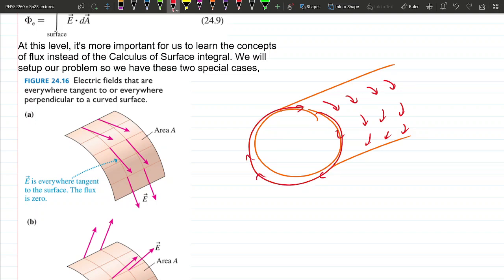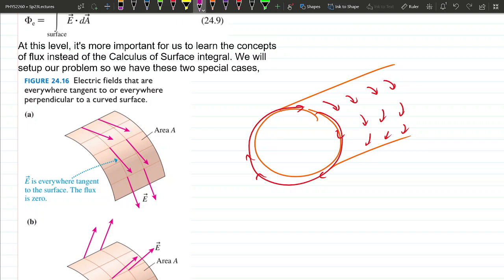In that case, I'm going to give you two different possible answers. Do you think the electric flux from this electric field through this cylindrical shape is 0 or not 0? How many of you think it's 0? Okay. How many of you think it's not 0? Okay, great. We have some disagreement. That's good. Let's figure out which of you are correct.